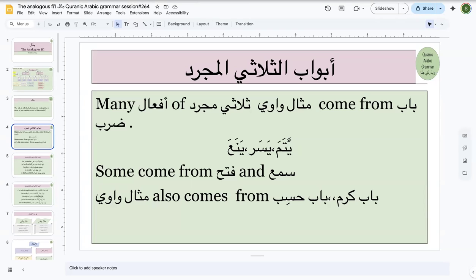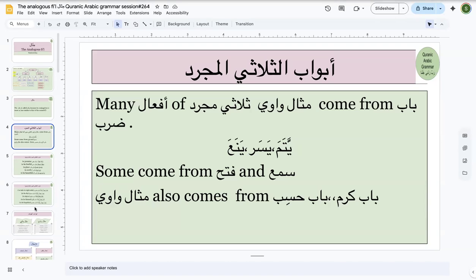But what will be the most common bab of as-sulasi al-mujarrad? In case of misal, you are going to answer that Daraba is the most common clan. Okay, Daraba is the most common clan. It's the most popular clan for misal.